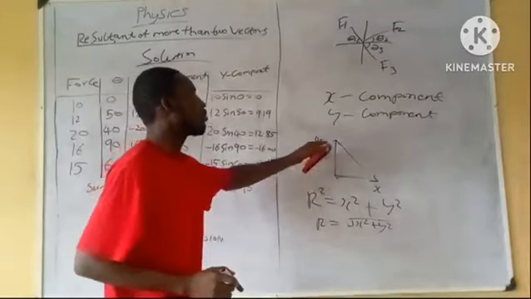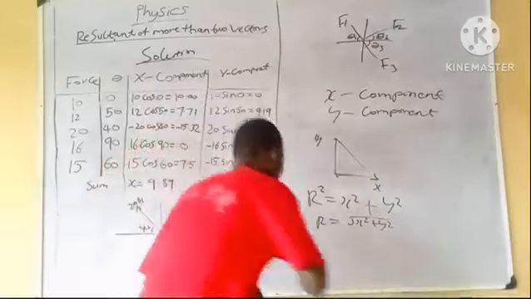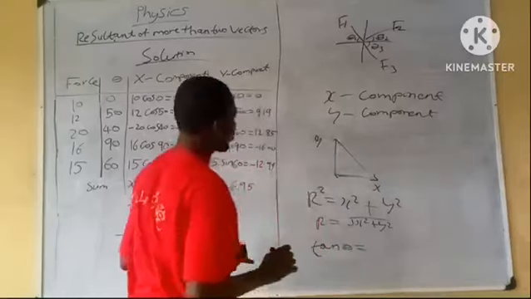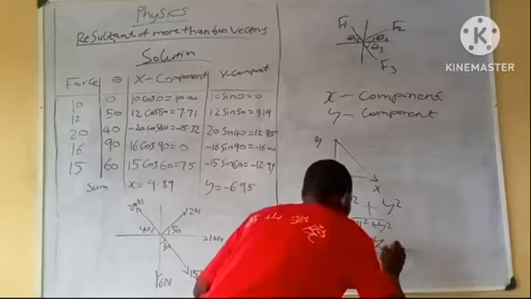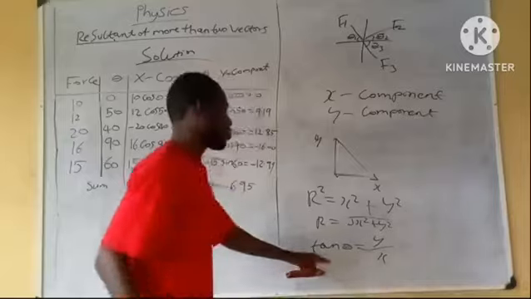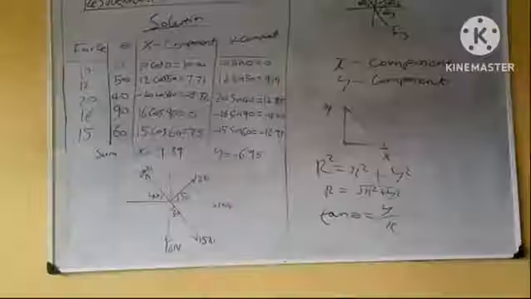Now, to get the direction of these three forces, you say that tan theta is equal to opposite over adjacent. This is how to get the direction of the three forces. Now, let's look at an example.